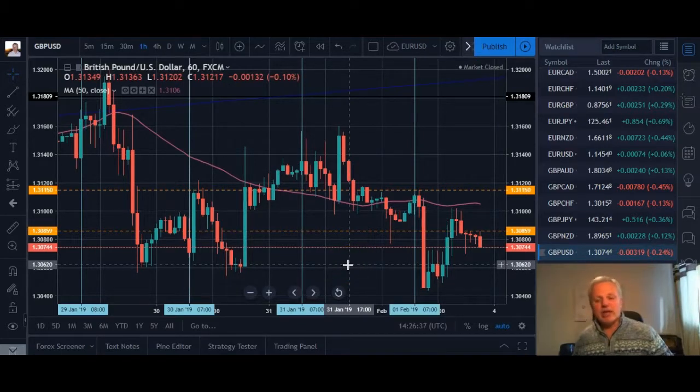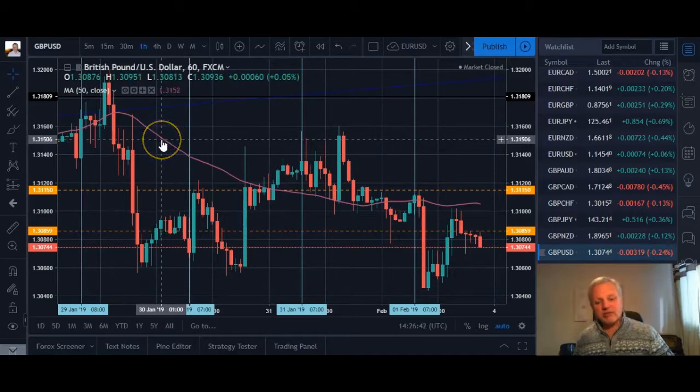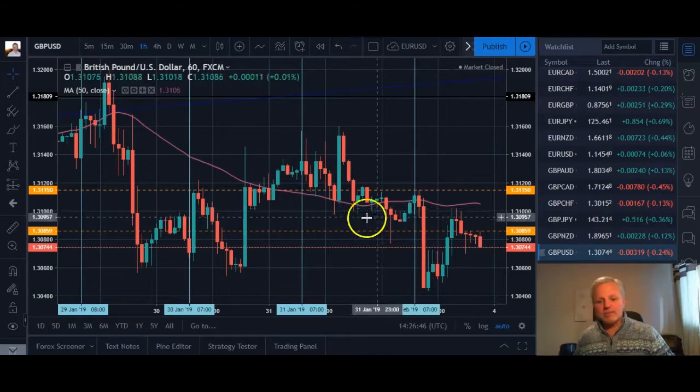It's a very, very easy strategy to do because you only need one indicator basically, and that's the 50 moving average, and that's to determine the trend of the trade.